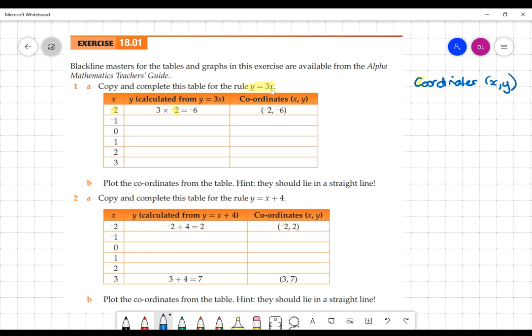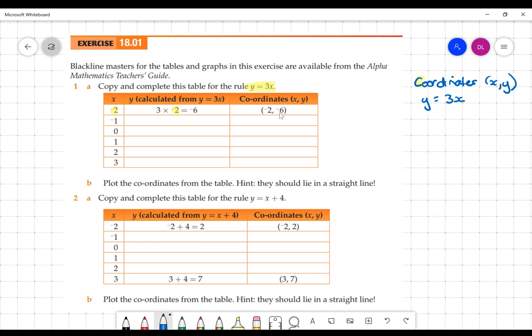In this case, the rule is y equals 3 times the x value. So in English, the y value is 3 times the x value. Let's look at the first one. It's done for you. X is -2, so the formula says y equals 3 times x. So 3 times that x value, -2. Calculate that and you get the y value. That's how the rule works. It gives you -6, so your coordinates are x is -2, y is -6.